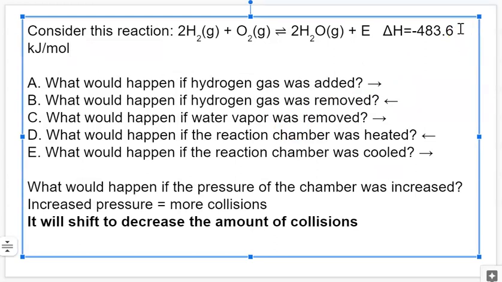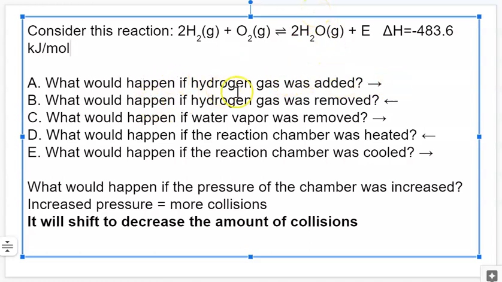All right, so what would happen if hydrogen gas was added? Well, like we saw in the other examples, when we add something to the reactant side, it's going to want to push it to the product side in order to balance things out and make Q equal to K again. So by adding hydrogen gas, it's going to shift towards the products.